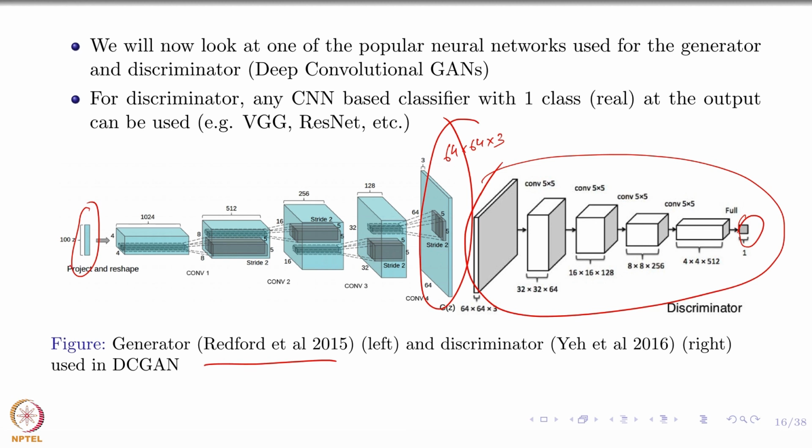So the first thing that you do is, see what is said here, it's project and reshape. Okay. So what you're going to do is, you're going to take this 100 dimensional vector, multiply it by an appropriate W, so that you get an output of size 1024 cross 4 cross 4. What's the size of W going to be? That's the project part, right? So what's the size of W going to be?